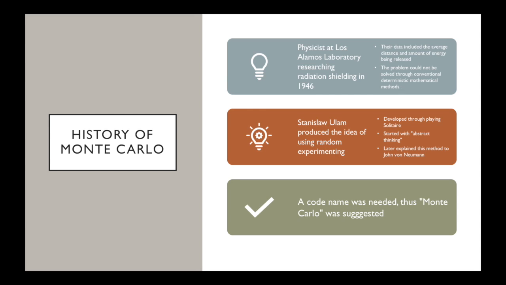Through them working together, they had to come up with some type of code name for the process. Their colleague, Nicholas Metropolis, was the one to suggest using the name Monte Carlo. This is from a Monte Carlo casino in Monaco, where Ulam's uncle would gamble all the time with the money that he would borrow from relatives. And that's how the name came about.